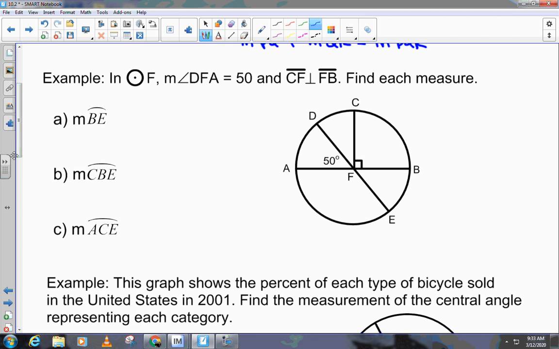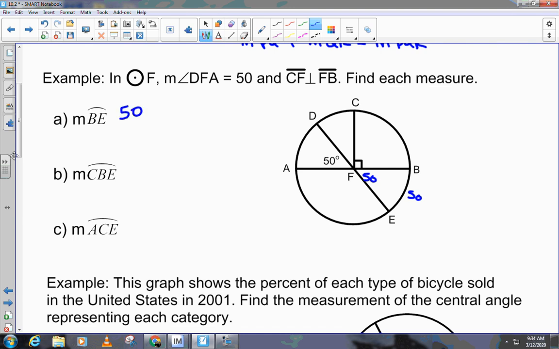Okay, in circle F, the measure of angle DFA is 50. We have it labeled. CF is perpendicular to FB. That means they form a right angle. We want to find each measure. Okay, so the first thing I want to find is the measure of arc BE. What's the measure of arc BE going to be? 50. We've got vertical angles here, so this is 50. And remember, the central angle and its arc are equal. So that's going to be 50 degrees.